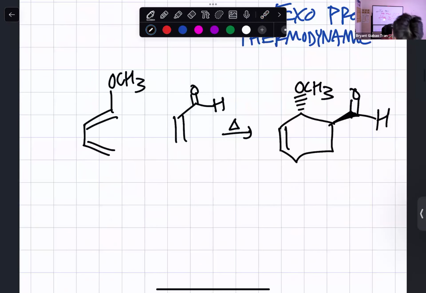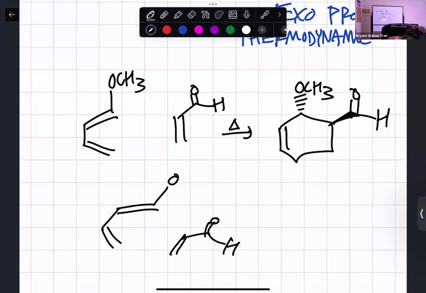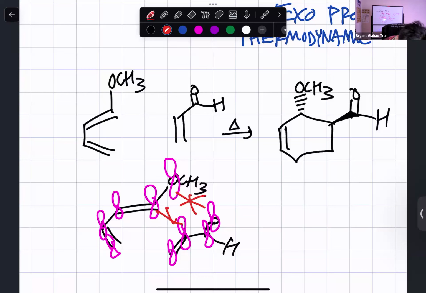But it comes from a less stable intermediate, because if I draw the intermediate like this, we are going to see that the p orbitals are not going to align anymore. They're way too far from each other, so there's no overlap. Less stable intermediate, more stable end product.